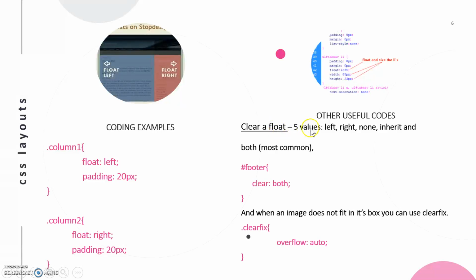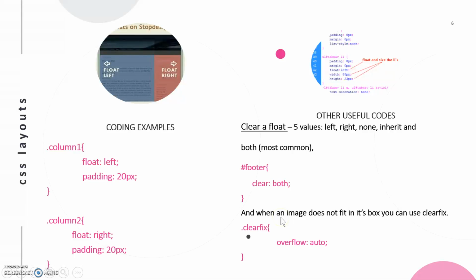Then here are some other useful codes that I added. Clear float. So there are 5 ways that you can clear a float. You can clear it left, clear it right, none, inherit, and both, which is the most common. And what that means is you have your coding and it's listening to your floating, but then you want to change it altogether, but you don't want it to mess up that. It's really common in the footer too, because you've had your whole thing going. So you hit footer, and then you hit clear, colon, space, both, semicolon, and that will fix that.